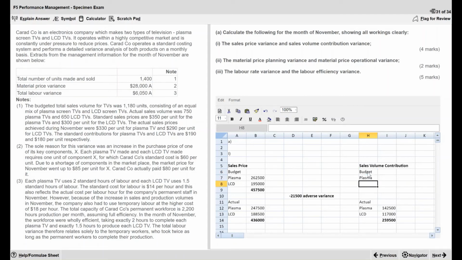Plasma and LCD. Always try to write the information in the order that it is given. If plasma is given first, I will write plasma first. If LCD is given first, I will write LCD first, because otherwise you will get confused and use information of one thing with another thing. So always write in the order it is given. The budget was given as 180 units consisting of equal mix of plasma and LCDs. So equal mix, which means multiply by 1, divide by 2, or directly divide by half.